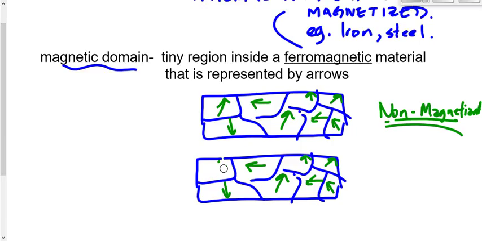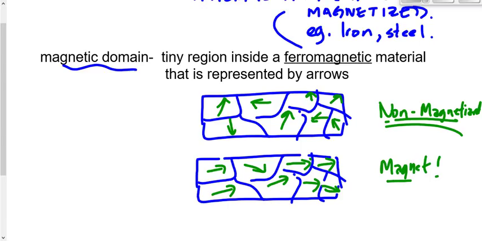So what we're going to do is start erasing these puppies here, these domains, these areas of the electron spins that are represented by arrows, and start drawing them in more or less similar directions. This is a magnet. They're both ferromagnetic materials, but one is magnetized and one is not magnetized. The bottom one is a magnet.